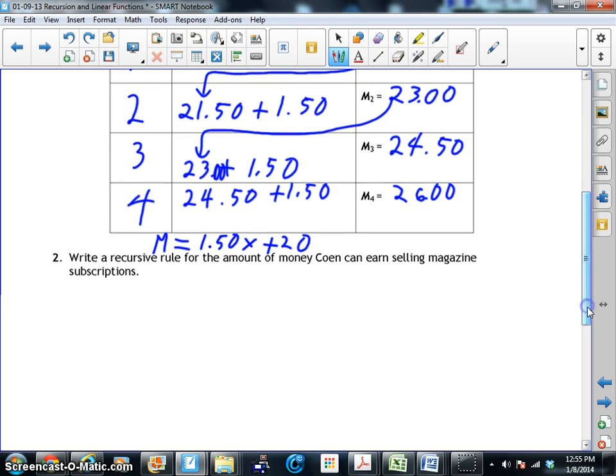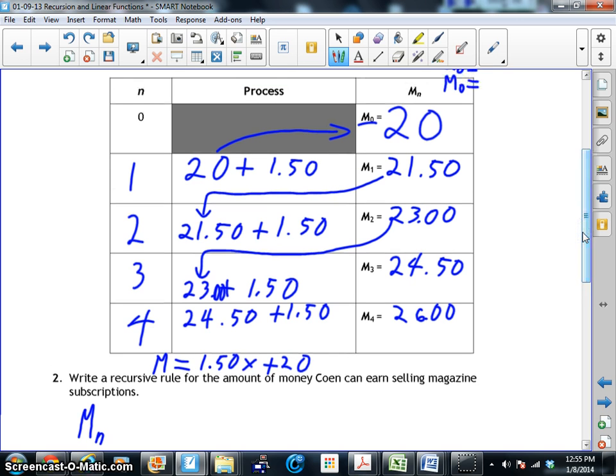So the recursive rule, when we come up with this, is very important. We're going to be using m sub n. Now, before I move on with that part, you see the fact that we took this information and we have this m sub 0. This is m sub 0 plus 1.50. Then for this next one, we have m sub 1 plus 1.5. The 1.5 becomes our constant, m2 plus 1.50. And then m3 plus 1.50.